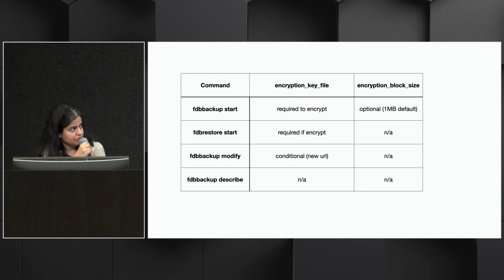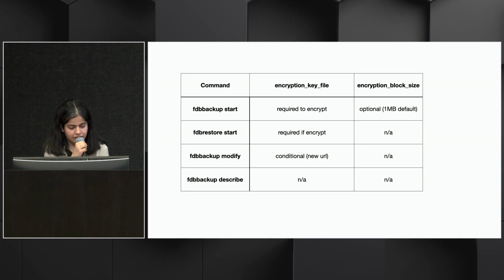Lastly, we'll discuss the usage, how to encrypt the backups. Here's a table of the main backup commands which we generally use and how they interact with two flags, which are encryption key file and encryption block size. For fdbbackup start, if you want to encrypt the backup, you have to provide the key file, which contains the key bytes, and the encryption block size, as we have discussed, is optional. During restore, you have to provide the key if the backup is encrypted, and the key file has to be the same. We don't pass the encryption block size because it reads it from the metadata.